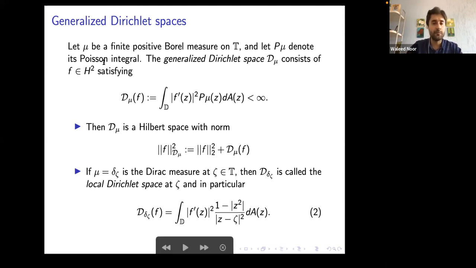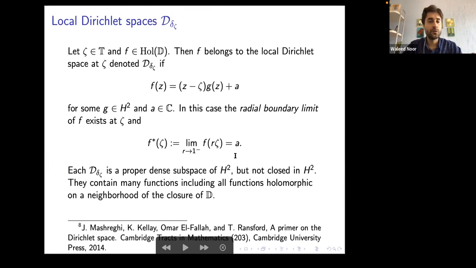In particular, when mu is chosen to be the Dirac measure at a point on the circle, for example, zeta is a point on the boundary of the unit disk, so it's on the circle, we call it the local Dirichlet space. And in this particular case, the Dirichlet integral becomes of this form, something much simpler. And this is an area measure on the unit disk. So these spaces are what we would like to focus on. They actually have a much simpler reformulation also, these local Dirichlet spaces.